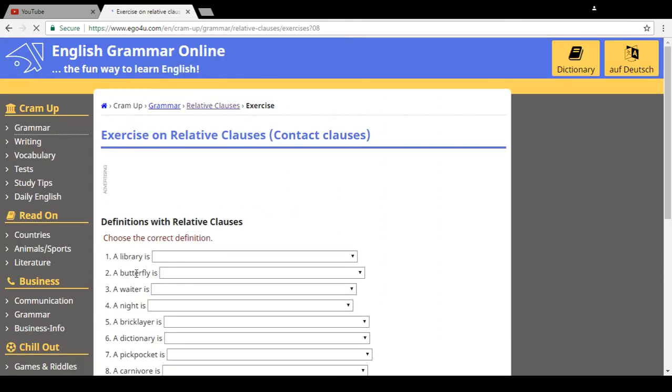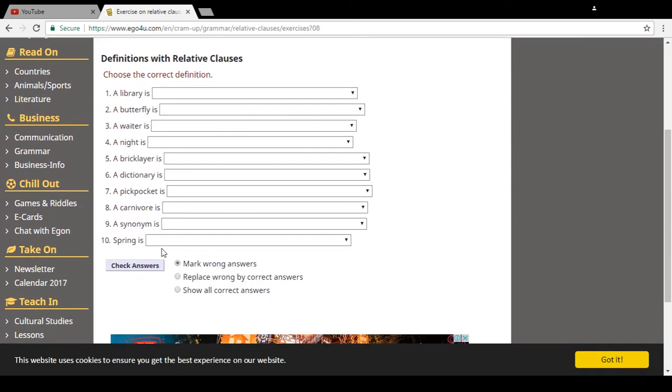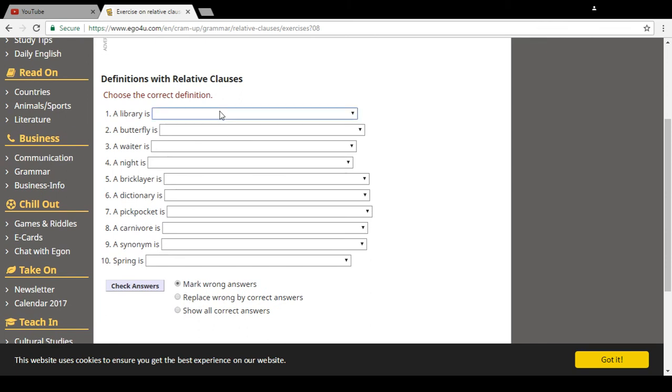Definitions with relative clauses. Da vidimo, što je ovo. Hajde da vidimo šta je library. Library is a building where you can borrow books. To je to.